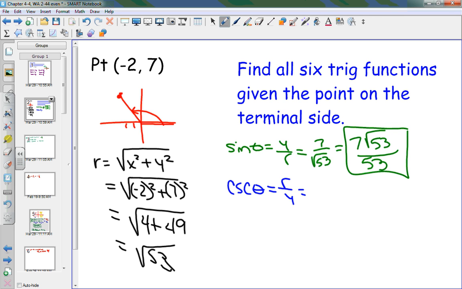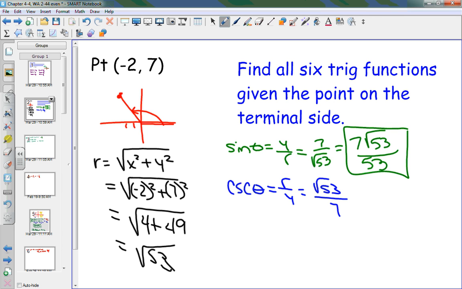R over y, which is going to be square root of 53 over 7. Don't even think about it. Just take the reciprocal. Don't even think about it. I've already memorized 3 of them, I'm not going to memorize 6. Don't make it harder on yourself.